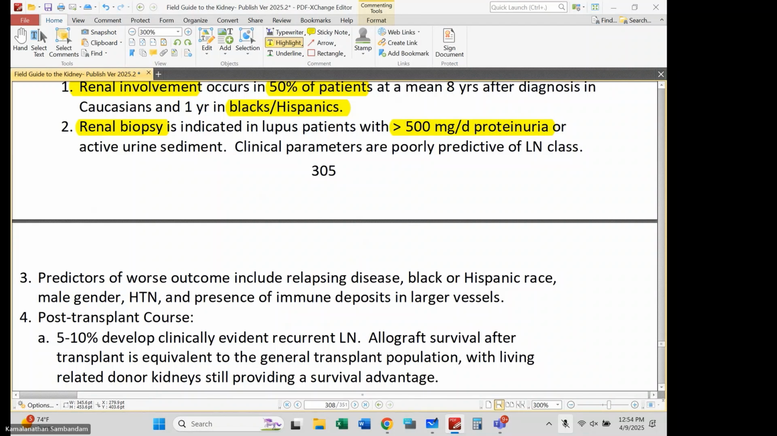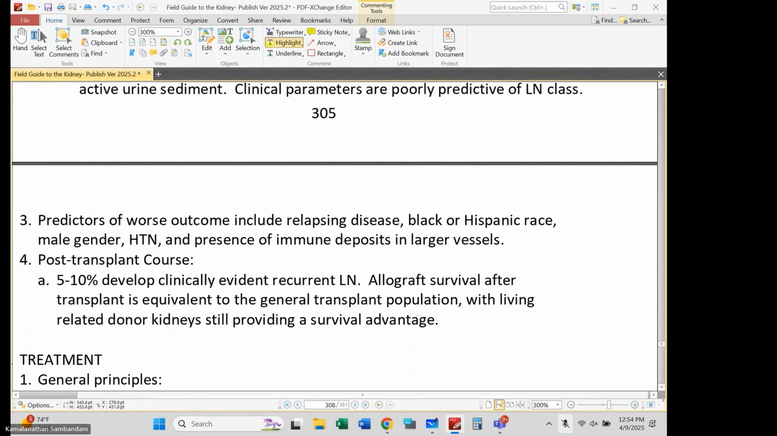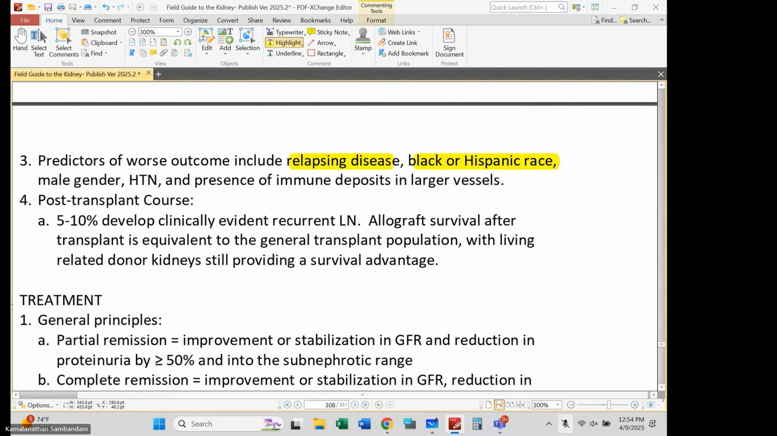But I can say sometimes I'm pushing back and saying, gosh, I don't really want to do a biopsy right now. Just put them on their hydroxychloroquine and let's see if this just melts away before we jump into kidney biopsy. Okay. Predictors of worse outcome, as you can imagine, relapsing disease. We've already gone over the worse prognosis of Blacks and Hispanics. Male patients will often have a worse prognosis, not just in their renal involvement, but their extrarenal involvement.